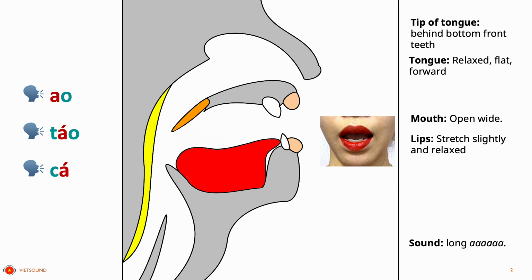The last thing you have to remember about the A sound is it is a long sound, so you have to prolong the sound a little bit inwards, like ow, tao, cá. Now let's take a look at the word ow. So we can hear that in this word, the A sound is very long, so you have to prolong the A sound inward, like ow.